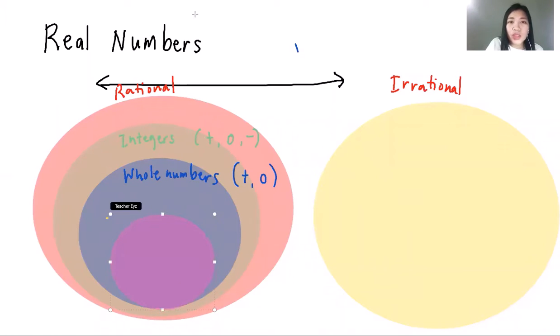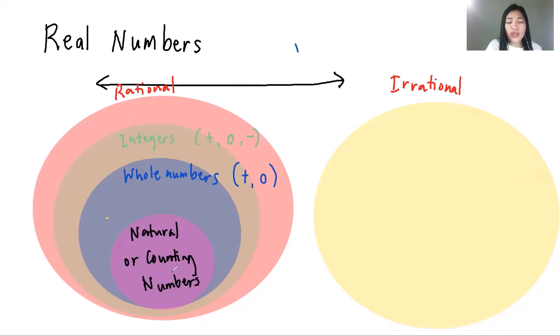that small one, which is identified as the natural or the counting numbers. Okay, so the natural or the counting numbers are all positive because you cannot classify the 0 as part of the counting numbers because when you count, there's definitely no 0.